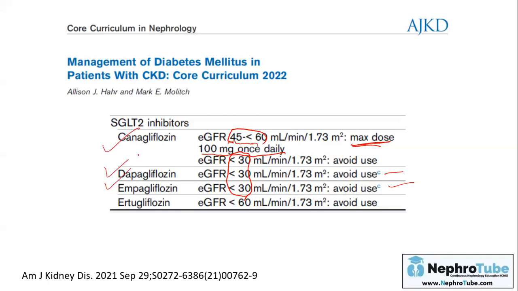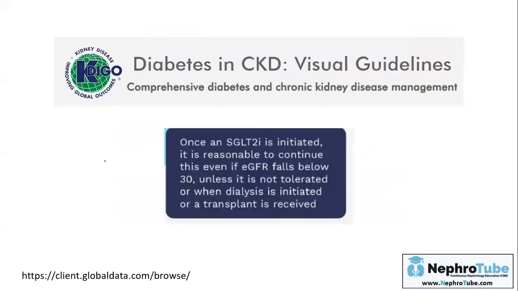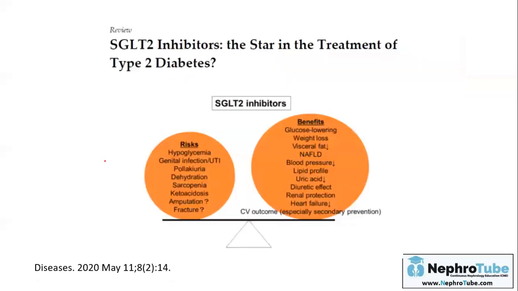Okay. But if you initiated any of the SGLT2 inhibitors, say you initiated dapagliflozin for a patient with GFR 45, when to stop the SGLT2 inhibitor? As mentioned by the KDIGO guidelines, once SGLT2 inhibitor is initiated, it is reasonable to continue it even if the GFR falls below 30. So don't start SGLT2 inhibitors if the GFR is below 30, but if the patient is already on SGLT2 inhibitors and his GFR declined below 30, don't stop the SGLT2 inhibitor unless it is not tolerated by the patient, there are side effects, or if the patient started dialysis or received a transplantation.